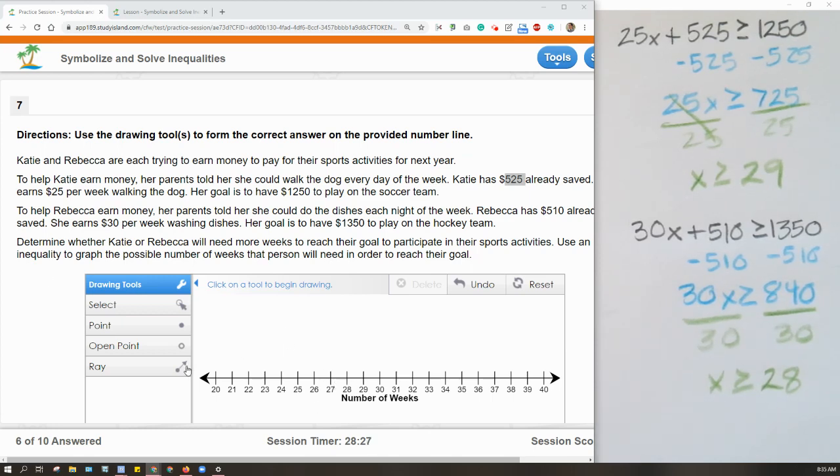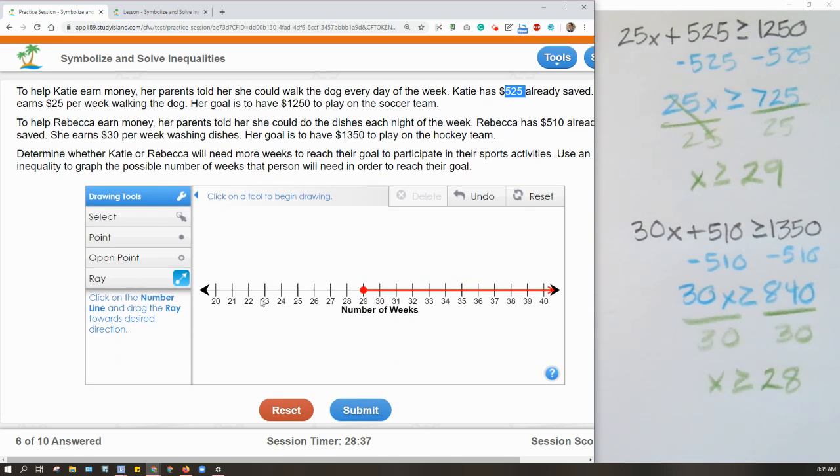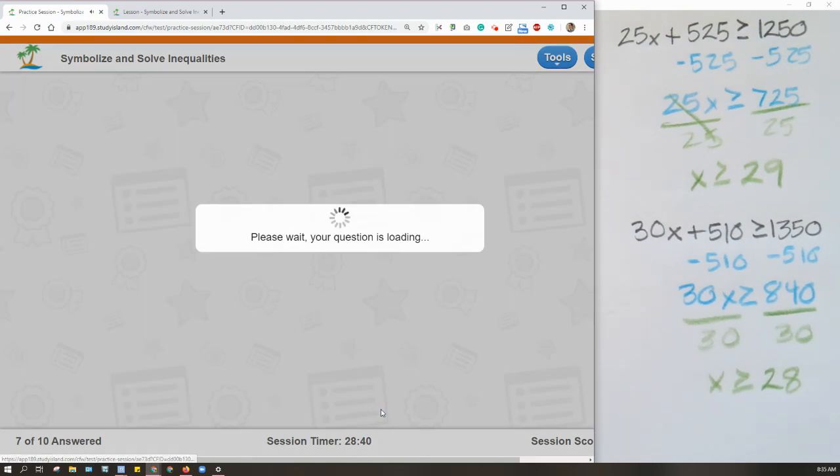So now we're going to graph that. We're going to have a ray, because that's a solid point on one side. We're going to go on to 29. It has to be that much or more. So there we go. That's our answer.